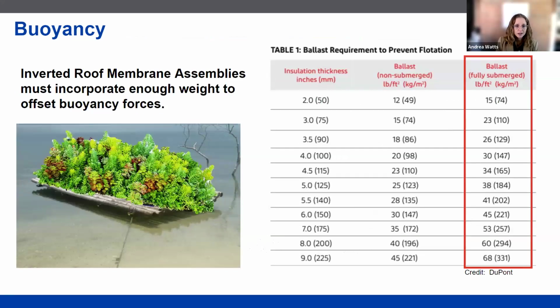In order to do this, insulation manufacturers are going to publish the ballast weight that's needed to ensure that the insulation isn't going to float away. You can see this chart here, a credit to DuPont. You can see how much ballast is needed when you have a fully soaked piece of XPS insulation. This is a case where a little math can go a long way to solve a big problem.